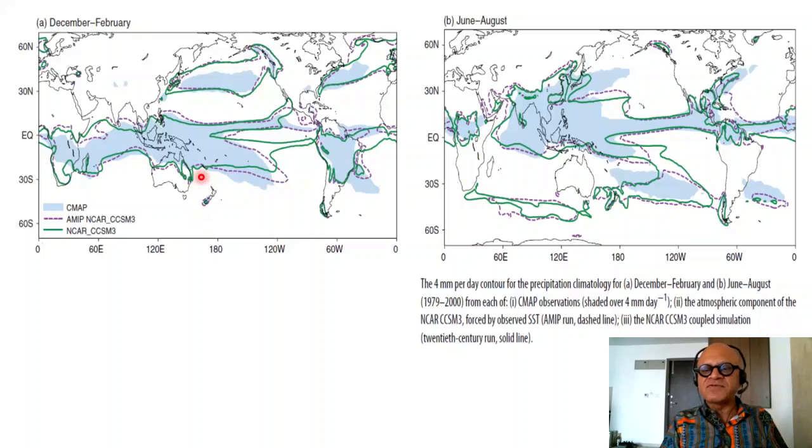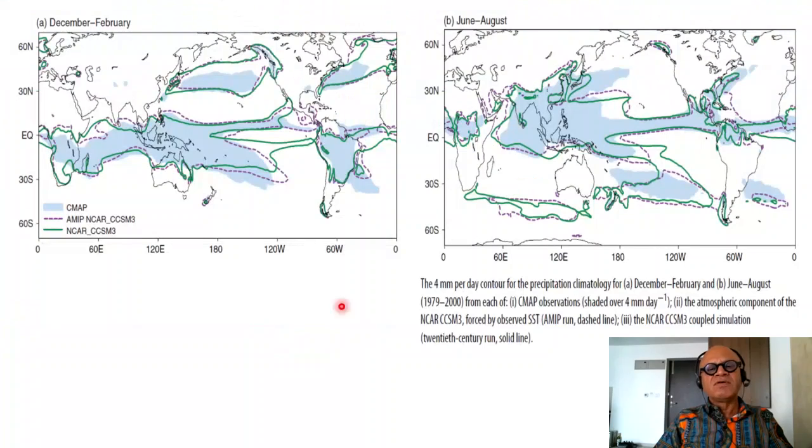So CMAP observations, AMIP model where the observed SSTs are forcing the atmospheric component, and the full coupled model. The main point, without going into the details, is that when you force with SST, the atmosphere is seeing real observed SSTs, so it is constrained very heavily.